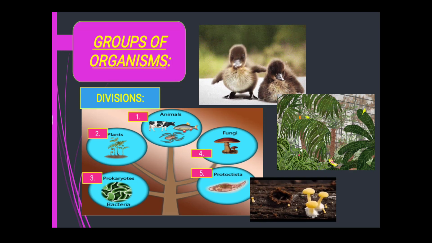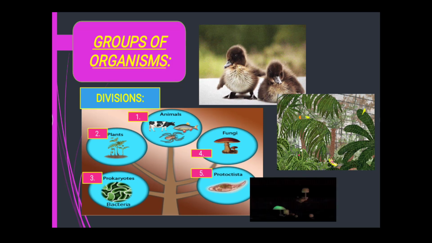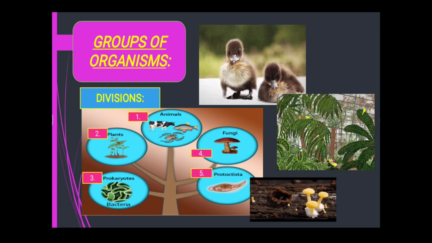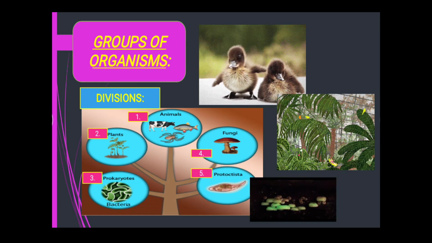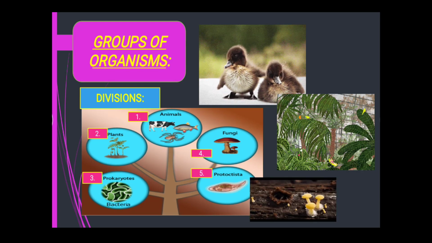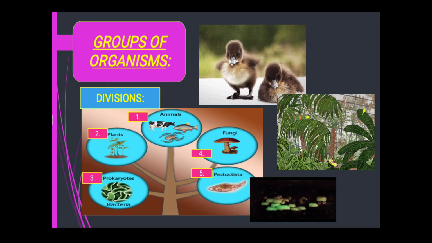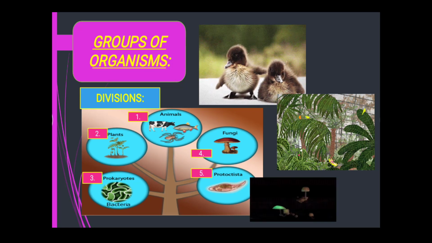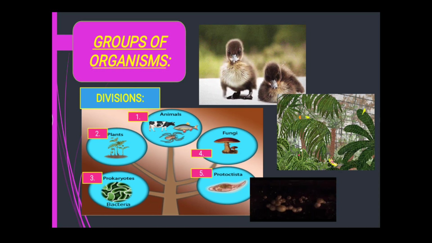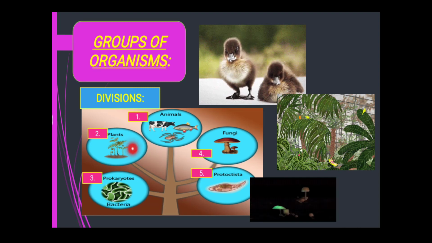Students, living organisms are divided into 5 major groups or divisions, which are animals, plants, prokaryotes, fungi, and protista. Animals are multicellular living organisms and heterotrophic in nature. Multicellular means made up of 2 or more than 2 cells. Heterotrophs means living organisms which do not prepare their own food, while plants are multicellular and autotrophic in nature.